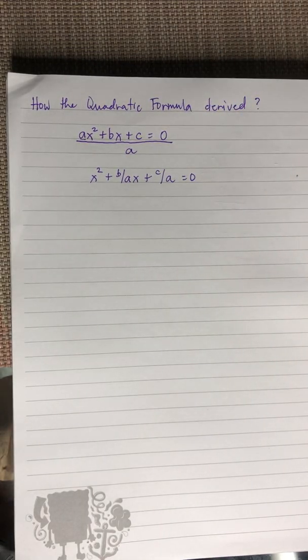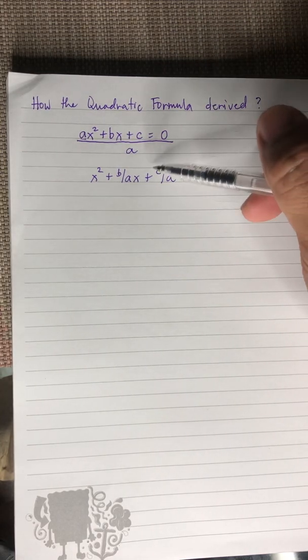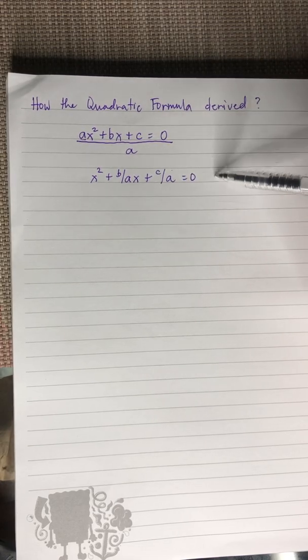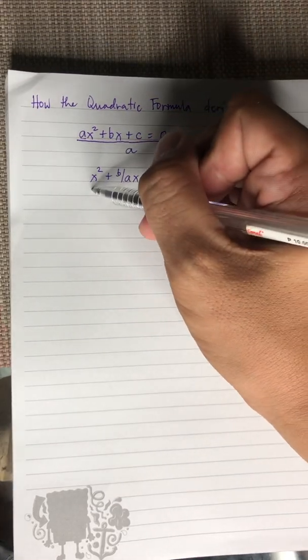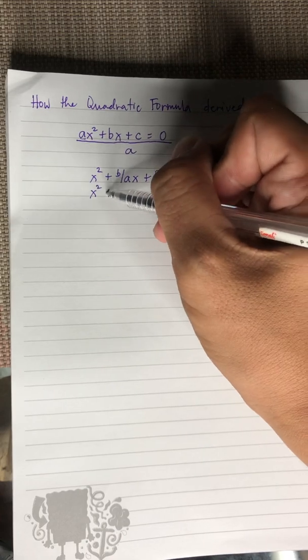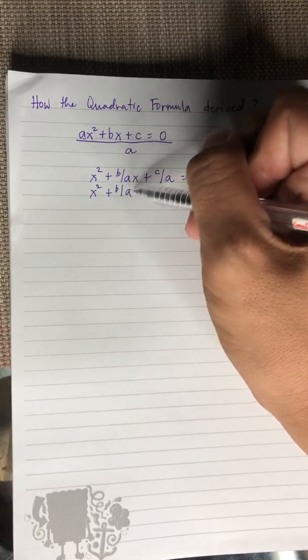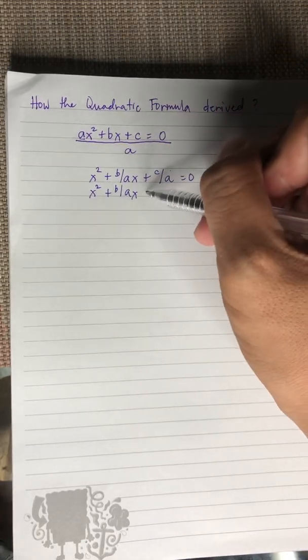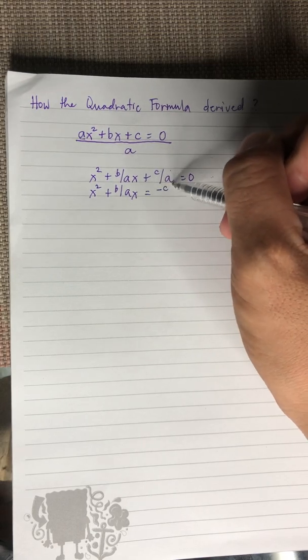And then place all terms with x on the left side of the equation. So that means c over a will be placed on this side. So that becomes x squared plus b over a x equals negative c over a.